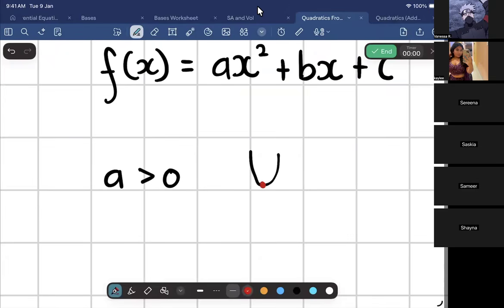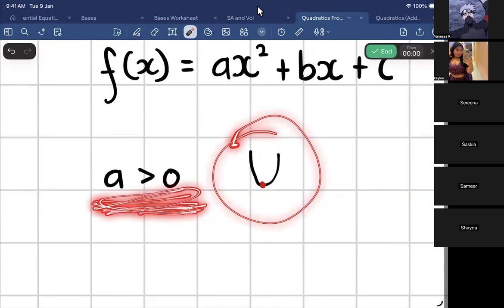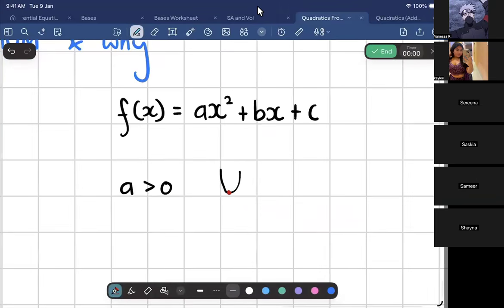So I understand that, but this is what tells you for sure. If A is more than 0, then you know this is the case for sure. And if A is less than 0, is A positive or negative? Negative. If you're negative, you're frowning. You're sad. And that'll be a maximum.